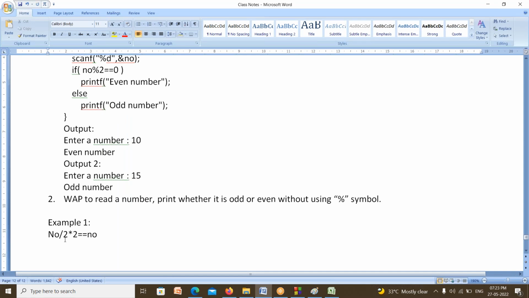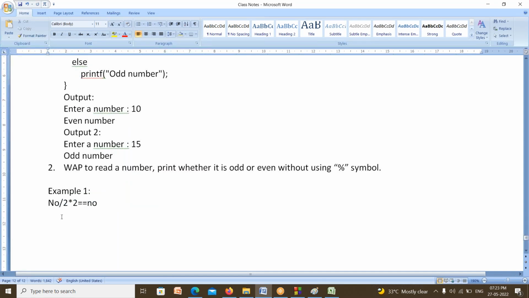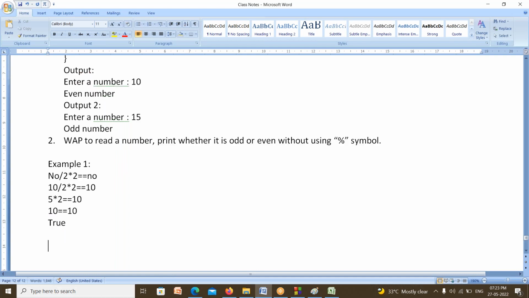Take a number 10. Substitute the value 10 here. Number means 10. Number by 2 into 2 equal to number means 10. 10 by 2 equal to how much? 10 by 2 equal to 5. Into 2 equal to 10. 5 into 2 equal to 10. So 10 equal to 10. It is true. Good, Priyanka is right.